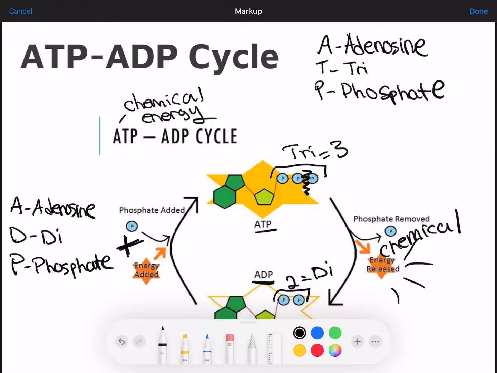So to recap, adenosine triphosphate, it has 3 phosphate groups. It is filled with energy that you can spend. You spend it by removing a phosphate. When you do that, you create ADP, or adenosine diphosphate. In order to refill that wallet or that energy, you must add a phosphate, and you get back to adenosine triphosphate.